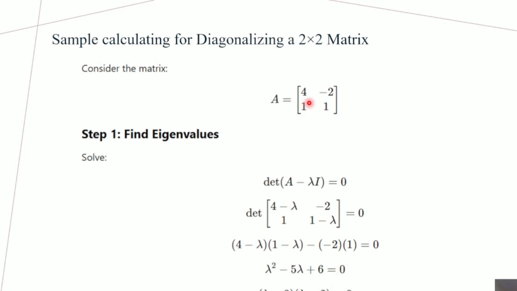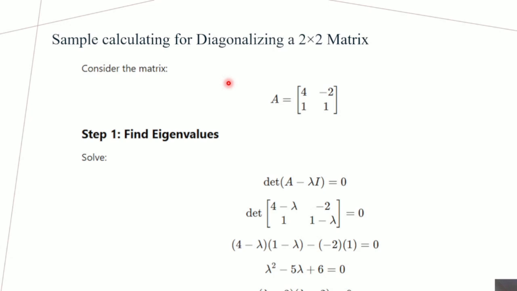Consider the matrix A equal to [4, -2; 1, 1]. Firstly, we need to find the eigenvalues of A. This is the formula: determinant of A minus lambda I equal to 0. And then we get the determinant of [4 minus lambda, -2; 1, 1 minus lambda] equal to 0.